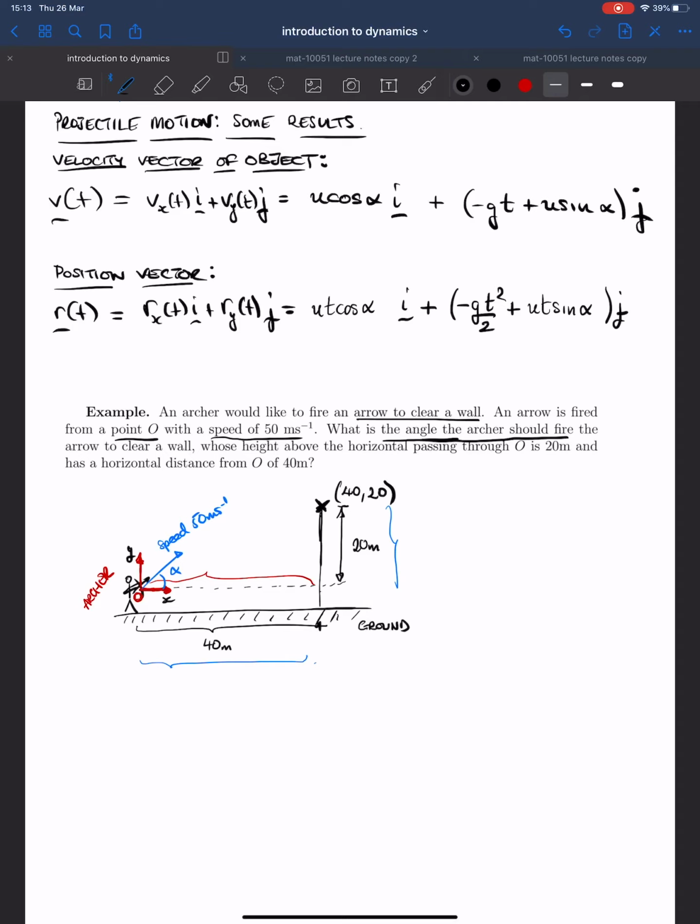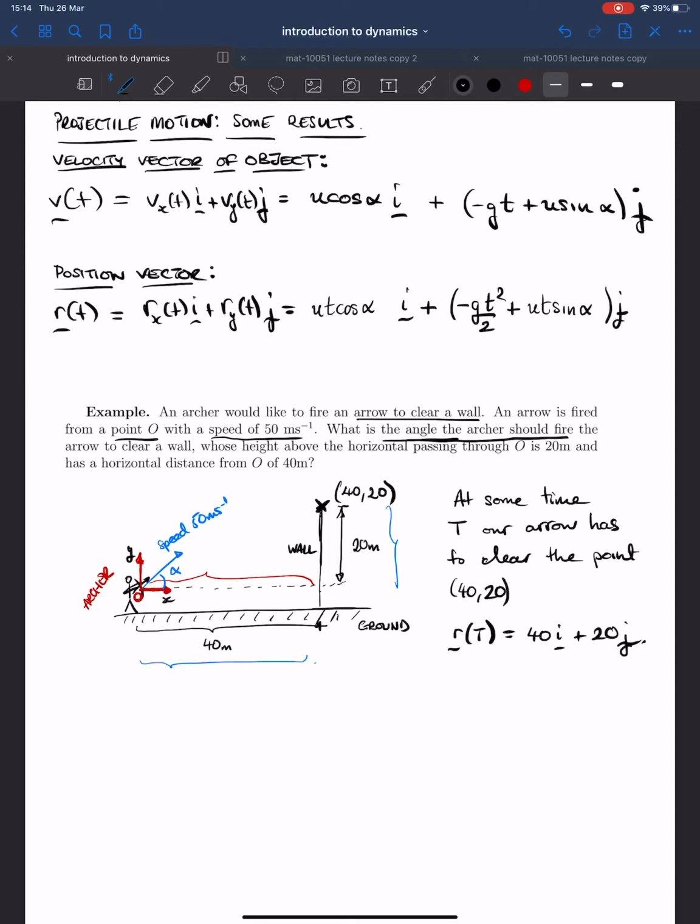So at some time capital T, our arrow has to clear the point 40, 20, or at least be passing through the tip of this wall. This is our wall, the tip of the wall characterized by this coordinate. So this means that there is a time, capital T, where the position vector r is 40i plus 20j.